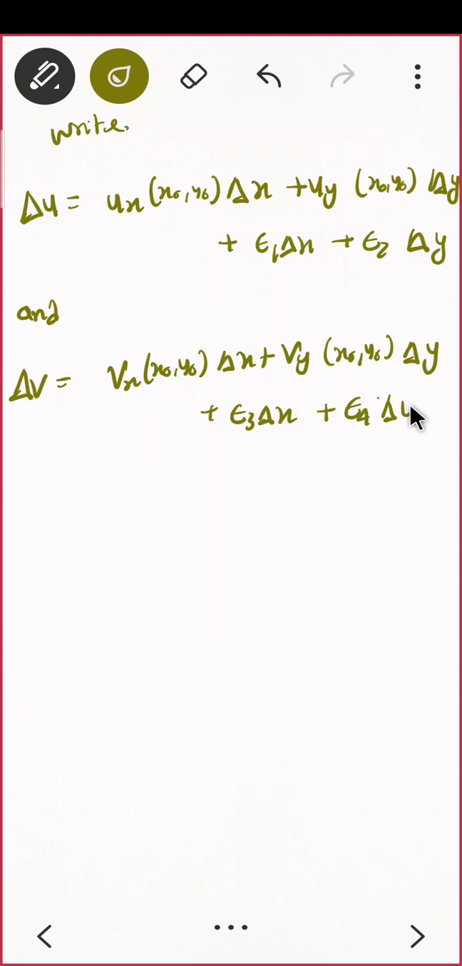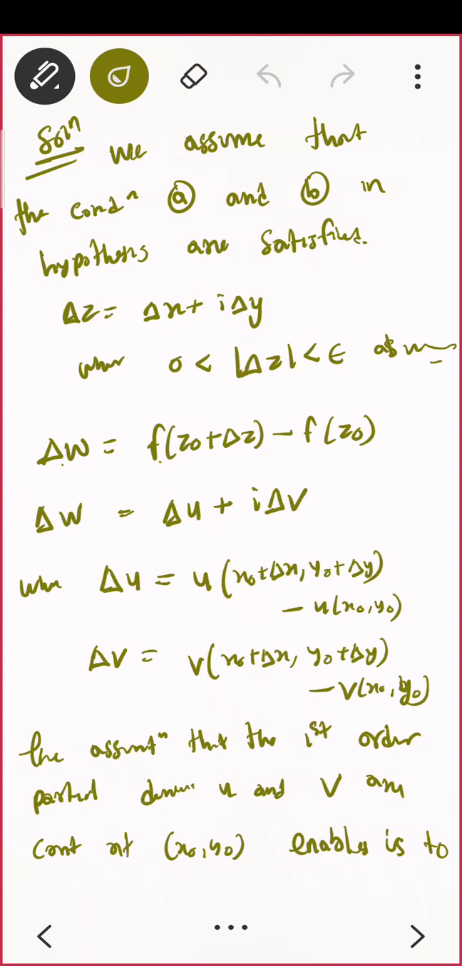Now first let us understand this part, what we are writing. We are using the condition that ux and uy are continuous. So can I write my delta u? What is my delta u? You see, delta u is this minus this. Their subtraction, can I write like this?